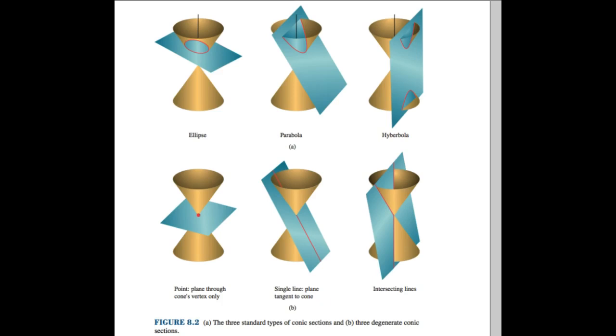If we were to slice it through where the 2 points of the cone meet, we would just get a single point. Okay? If we slice it parallel and right along the edge of the cone, we just get a line. Okay? And then if we slice it right through the center perpendicular to the base, we're just going to see 2 intersecting lines. Okay? But our focus as we go through this chapter is just the top 3 pictures, the ellipse, hyperbola, and parabola. We're going to start with the parabola today.